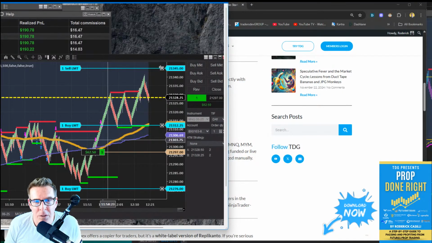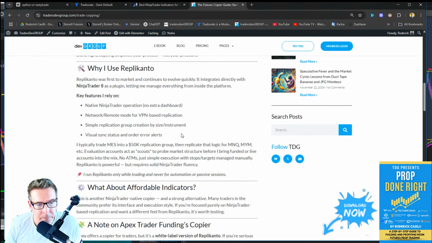So what Replikanto allows you to do is actually do remote mode across VPN replication groups. I don't want to get too wonky here, but what you could do is have one VPN or even a couple of VPNs, and if they're on the same network, you could use Replikanto to connect to all of your Trade8 and trade those through one instance of Ninja, and then you could have multiple logins to VPNs and then copy using the network mode of Replikanto. I don't know if Affordable Indicators offers a network mode. I imagine they probably would. And again, that's probably very advanced, but it's a feature that I really like.